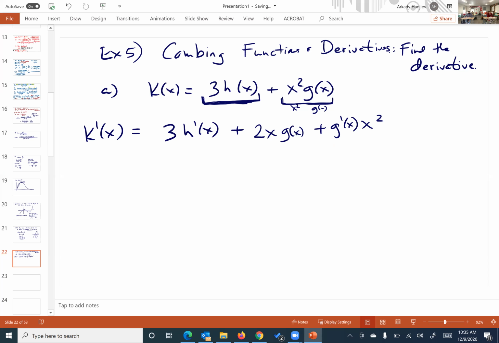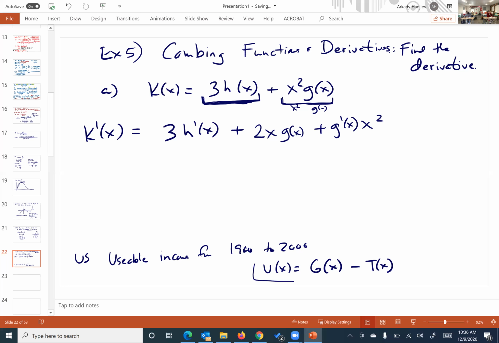Right, so if we were looking at usable income again, just real quick here. From 1900 to 2000 in the US, we had a function that was there, right? That function, I'll put U for usable income, is gross income subtract taxes per year. So that's what gives me that. That's just a real simple one, but there it is.